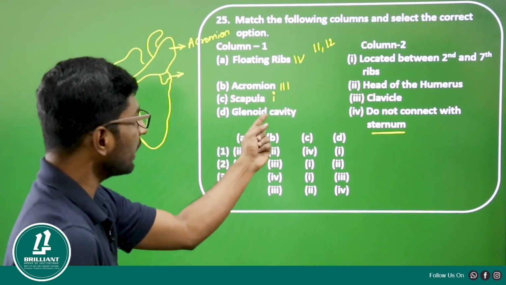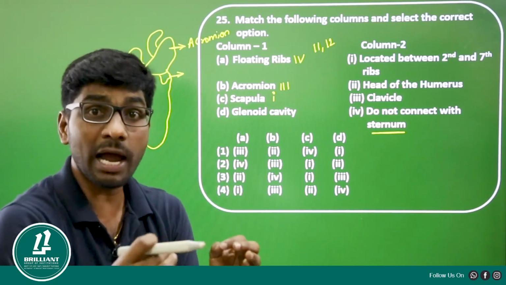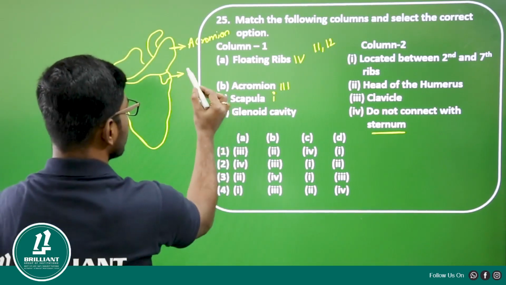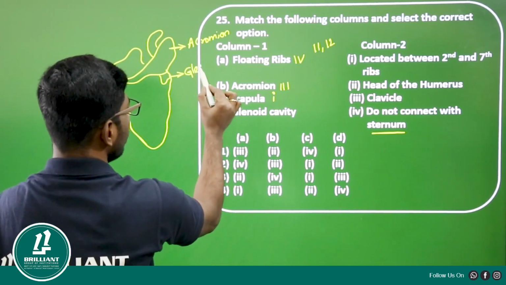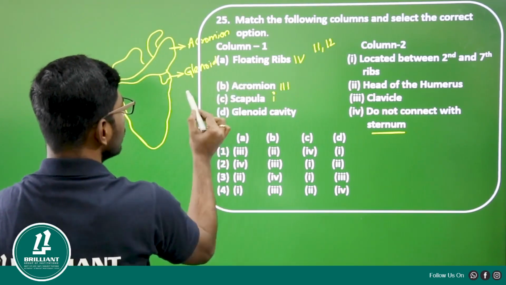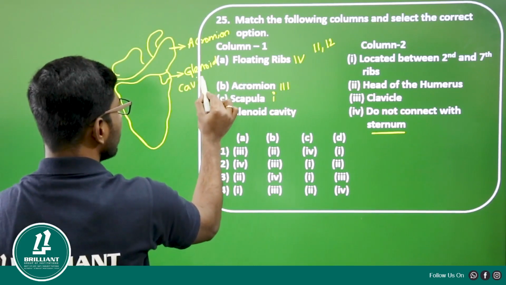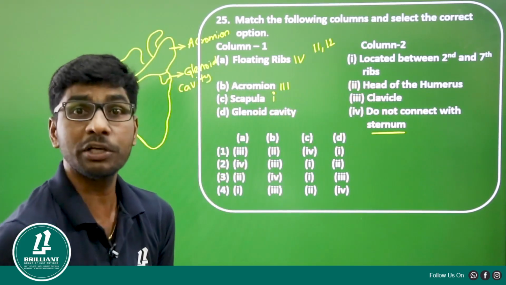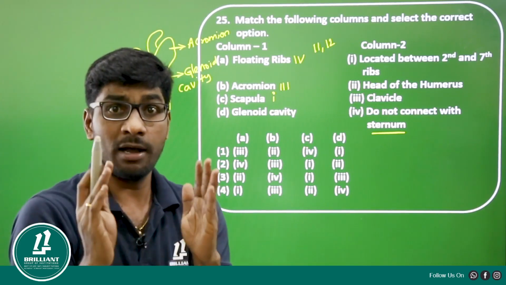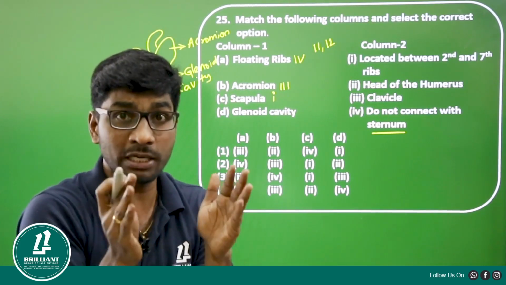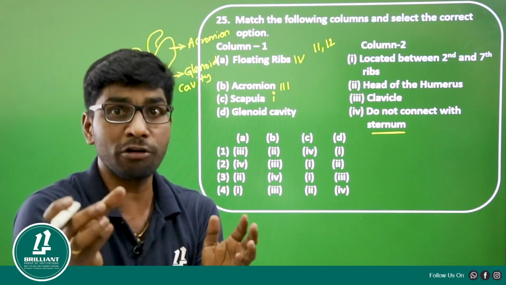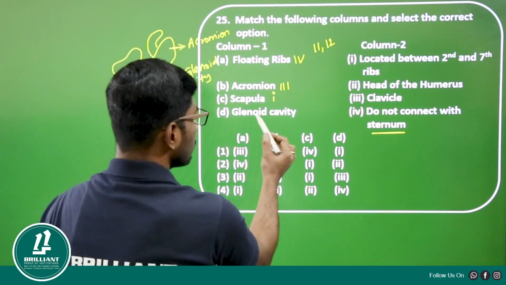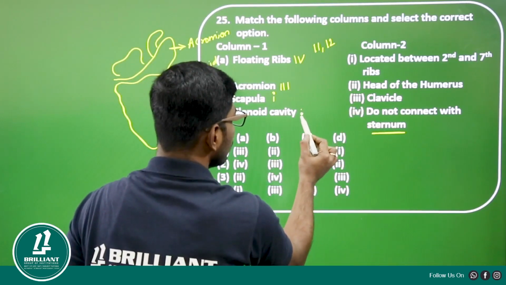Next, glenoid process. Below the acromion process, there is a small depression, which is known as the glenoid cavity. Into this glenoid cavity, the head of the humerus, the long bone, will articulate. So for option D, glenoid cavity, I am going with option 2.